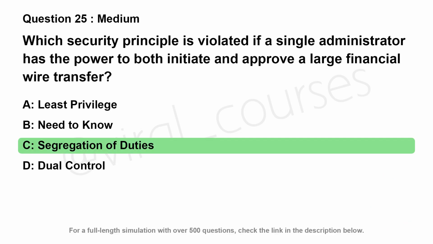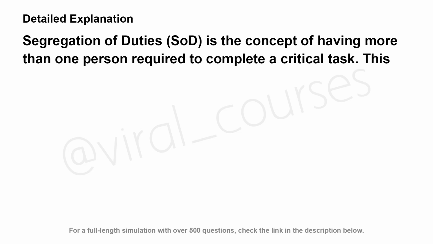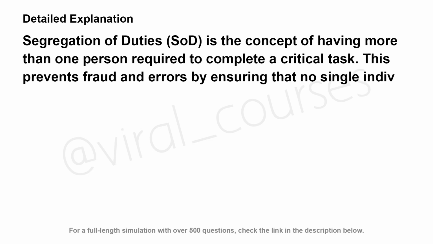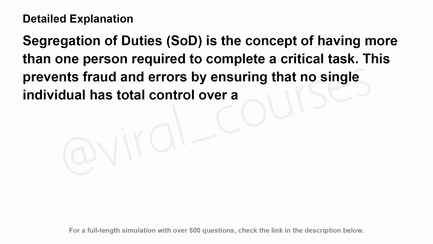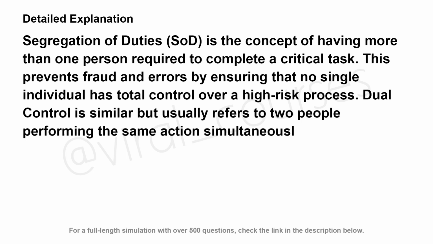The correct answer is C. Segregation of duties. SOD is the concept of having more than one person required to complete a critical task. This prevents fraud and errors by ensuring that no single individual has total control over a high-risk process. Dual control is similar but usually refers to two people performing the same action simultaneously, like turning two keys.